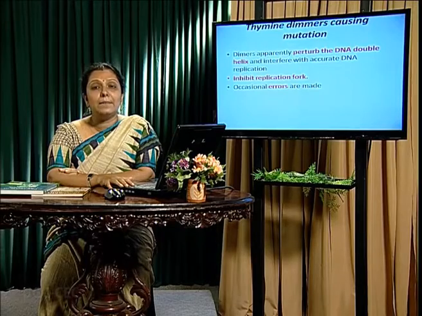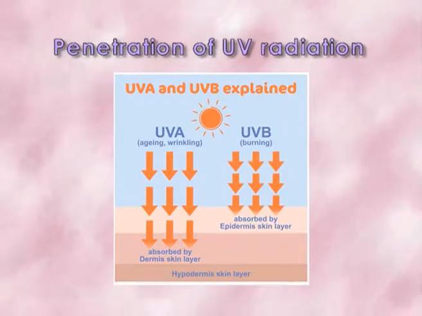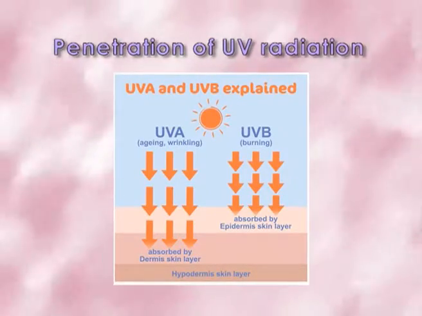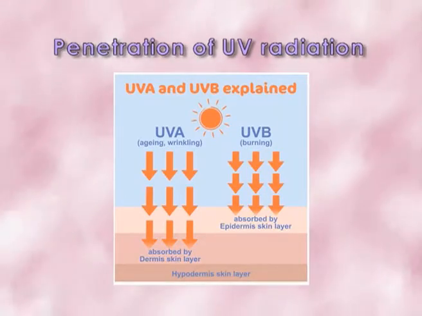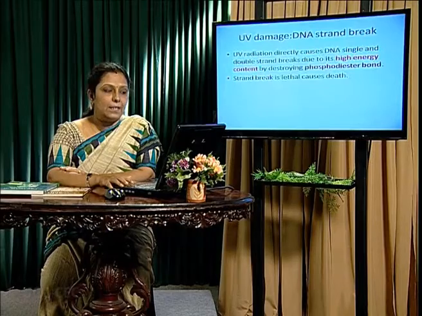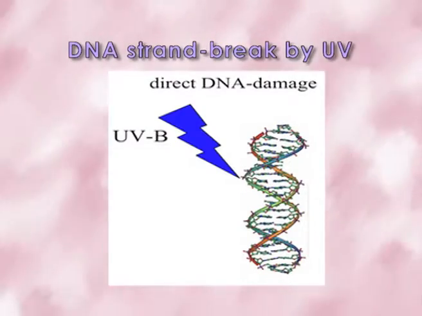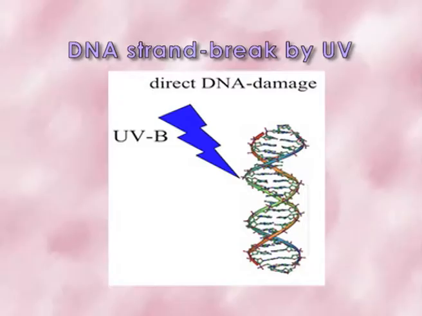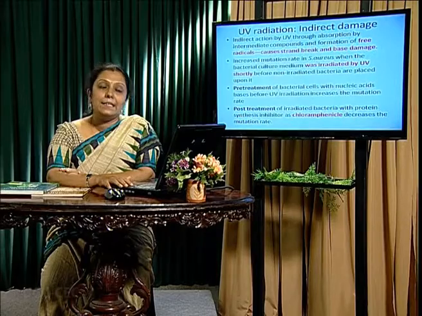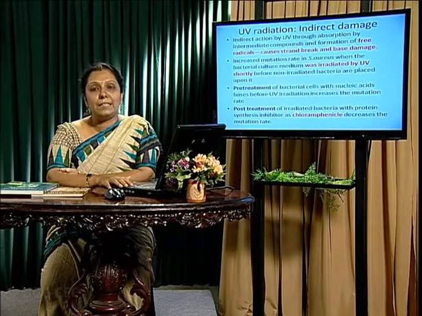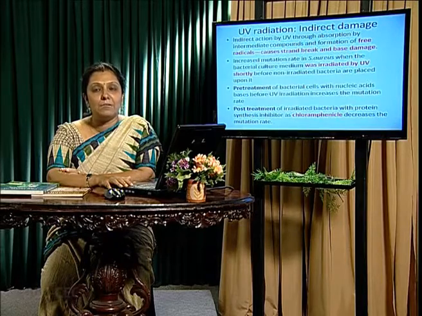Next, the thymine-thymine dimer causes perturbation of the DNA double helix, so it stops replication and transcription, causing errors. Next one, DNA strand breaks. UVB causes strand breaks of the single strand as well as double strand, and this causes lethality. Next, indirect damage can be propagated by intermediate absorbing compounds as well as the formation of free radicals.